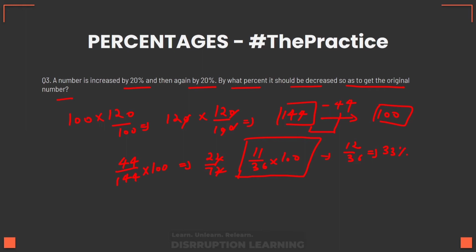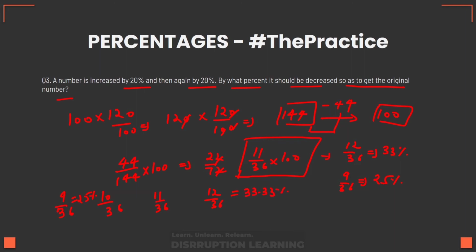And 9 by 36 is 25%, right? We know that. So let me tell you a property here. Now let's note down first some numbers. 9 by 36, 10 by 36, 11 by 36 and 12 by 36, right? 9 by 36 is 25%, okay. 12 by 36 is 33.33%.